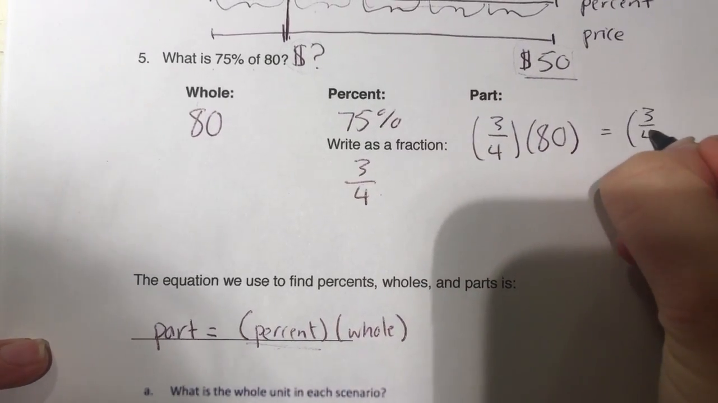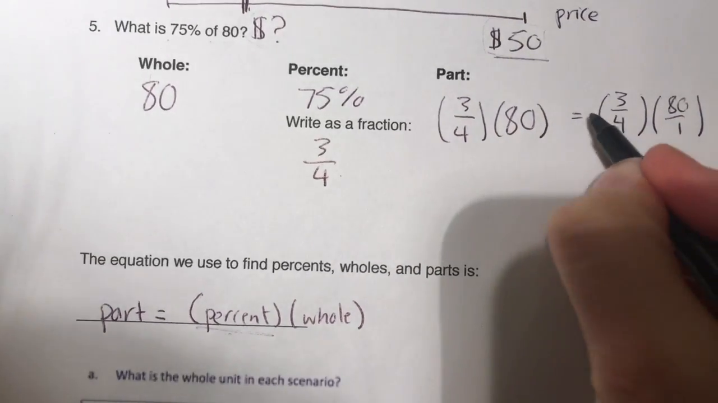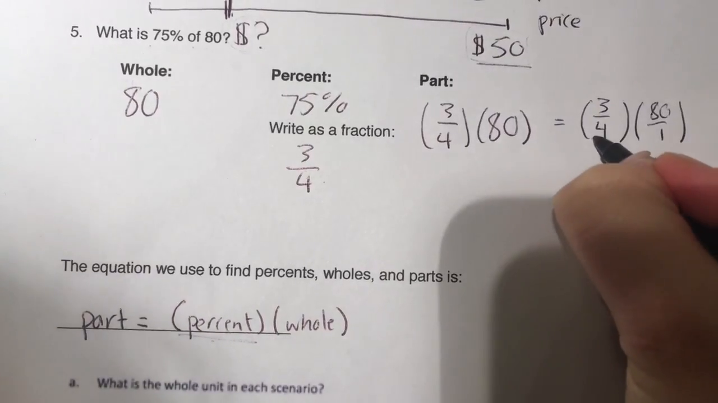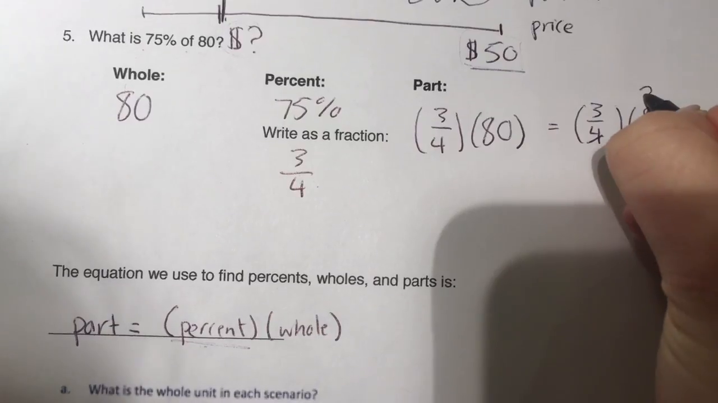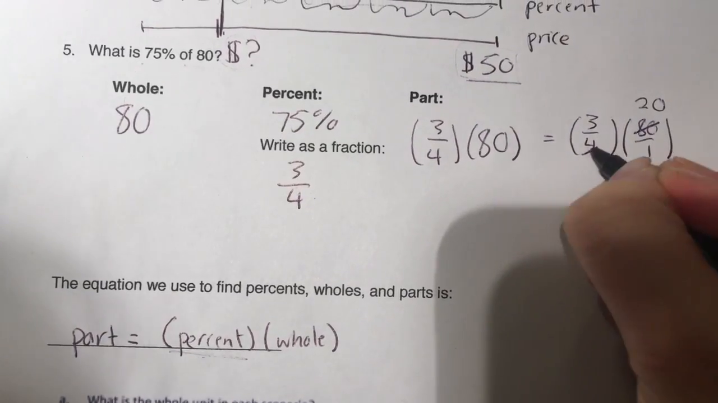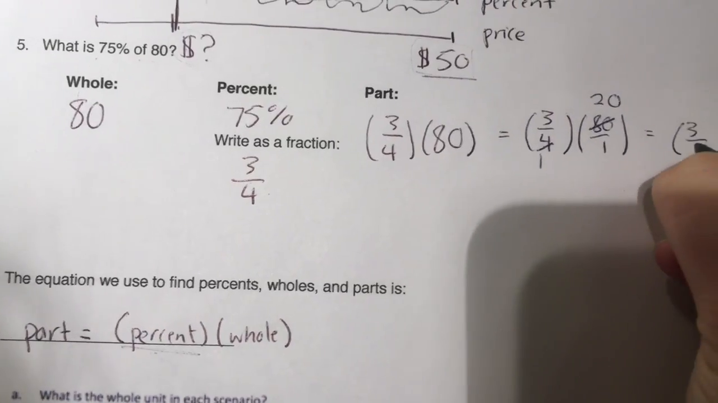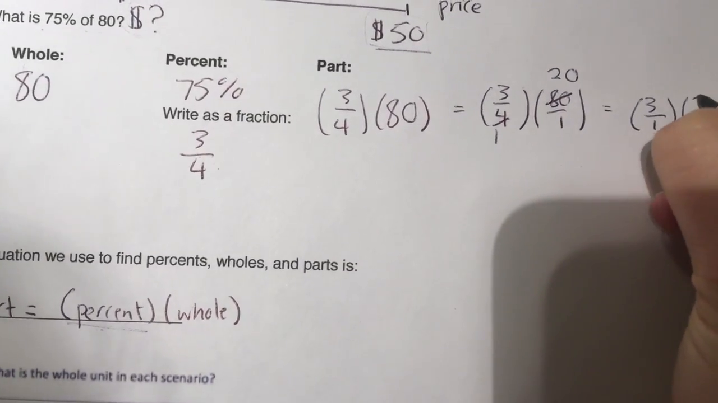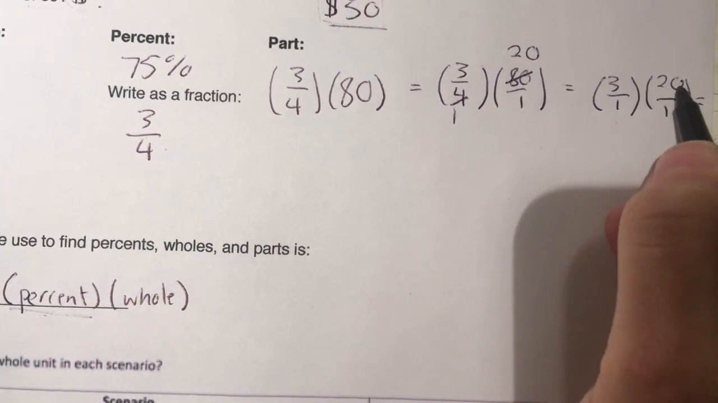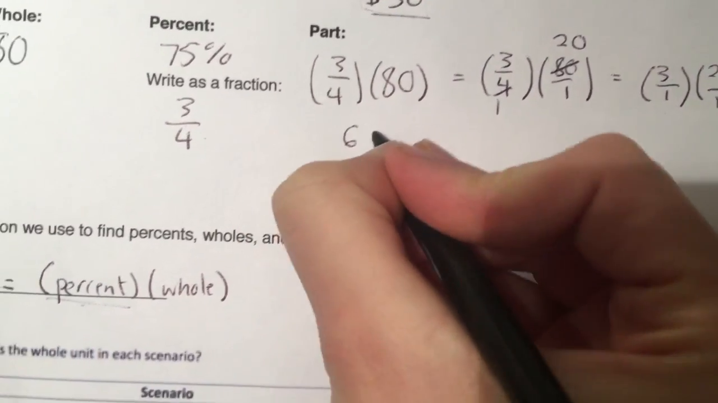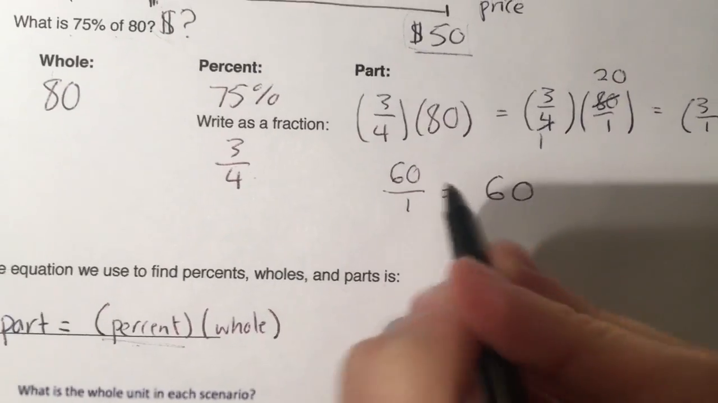And change it to 3/4 times 80 over 1. Then I'm going to notice that I can simplify here. So 4 goes into 80 20 times. So I'm left with a 1 on the bottom here. And I have 3 over 1 times 20 over 1, which is going to be just 3 times 20, which is going to give me 60 over 1. So our part is 60.